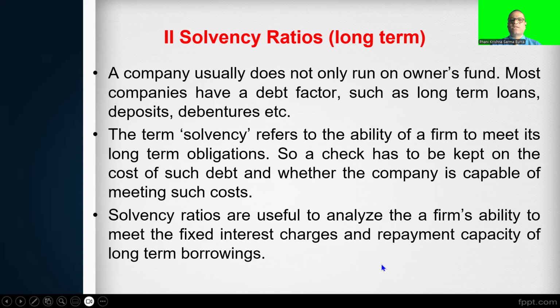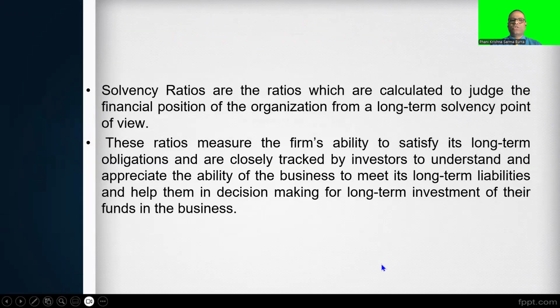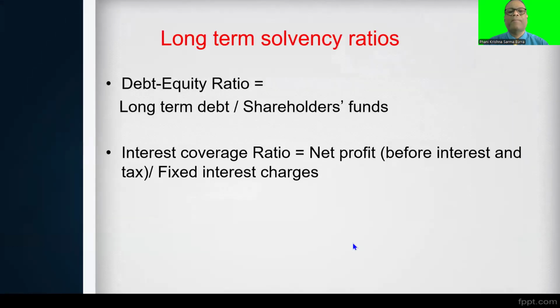Solvency ratios are the ratios which are calculated to judge the financial position of the organization from a long-term solvency point of view. These ratios measure the firm's ability to satisfy its long-term obligations and are closely tracked by investors to understand and appreciate the ability of the business to meet long-term liabilities and help them in decision making for long-term investment of their funds in the business.